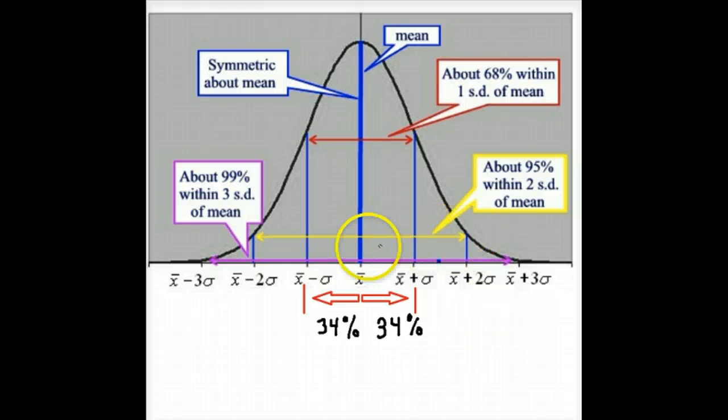95% of your data lies within two standard deviations of the mean. So another one to the right and another one to the left. So in essence, about 95% of your data should always fall within about two standard deviations of the mean.